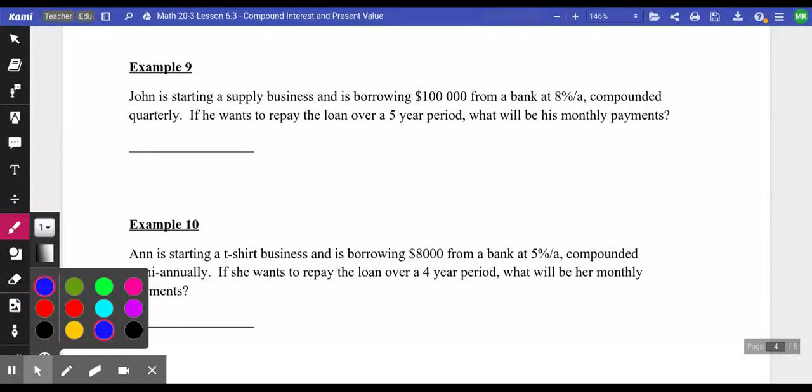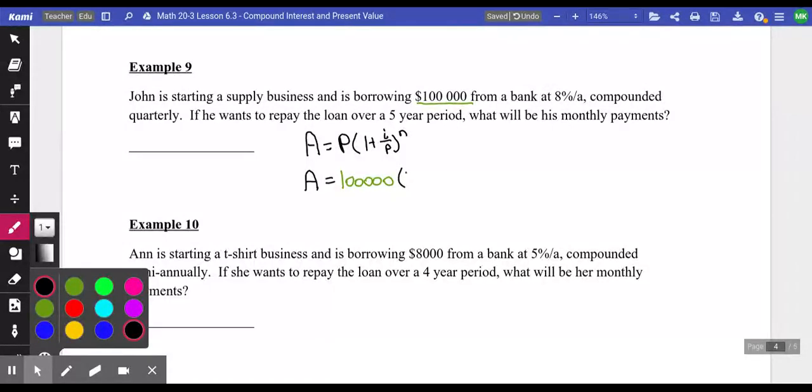Okay, to figure out what his monthly payments will be, we'll have to figure out how much he owes this bank. So to figure out how much he owes, we're going to have to use our little formula of A equals P times (1 plus i over little p) to the power of n. We can then start to fill things in. So big P is $100,000 because that's what I started with.